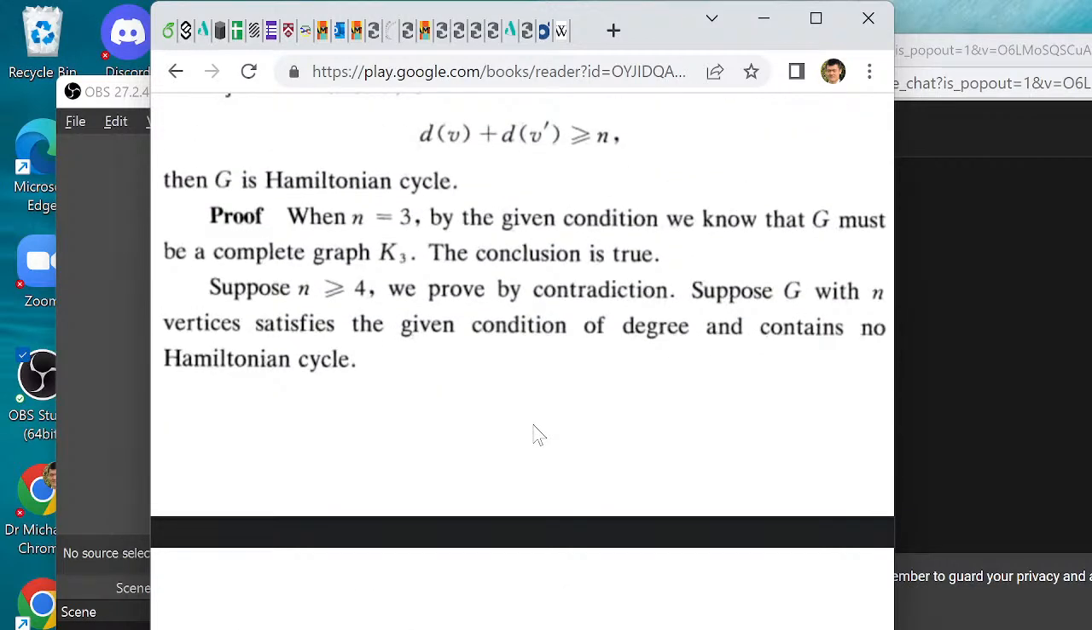Okay, so let's look carefully what the statement we're trying to prove is. There exists a G which satisfies the condition and contains no Hamiltonian cycle. Okay, so I guess we can take the most extreme version of that. So you keep adding edges. So I guess adding edges preserves the condition of having lots of edges.